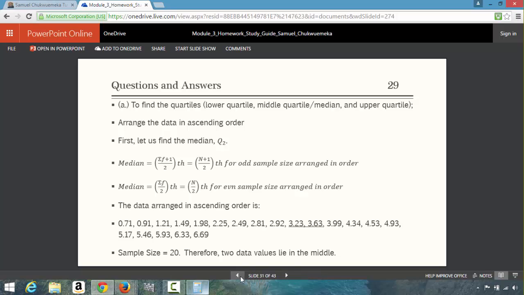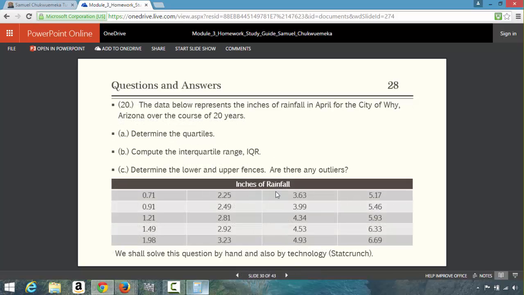First of all, quartiles. When we talk of quartiles, quad. What is quad? Four. Quadrangle. Quadrilateral, any four-sided shape. Quadrant: first quadrant, second quadrant, third quadrant, fourth quadrant. Quad. So when you talk of quartiles, it means you're dividing the data set into 4 equal parts.